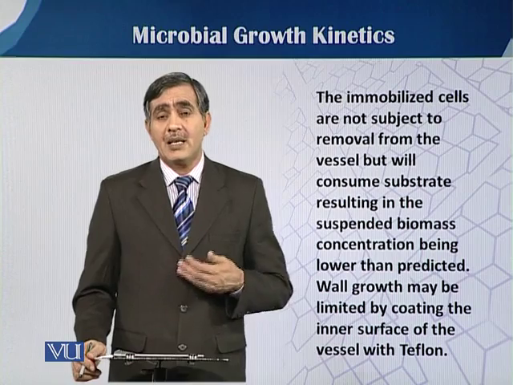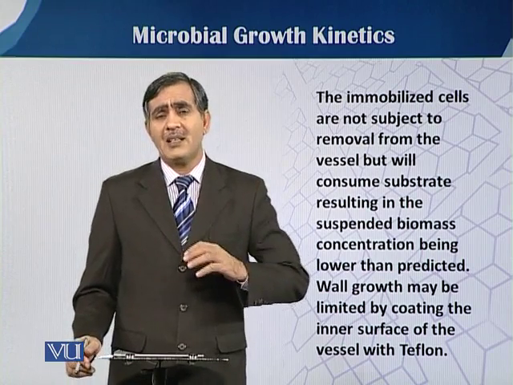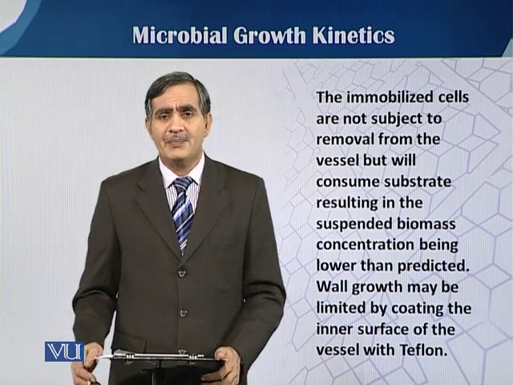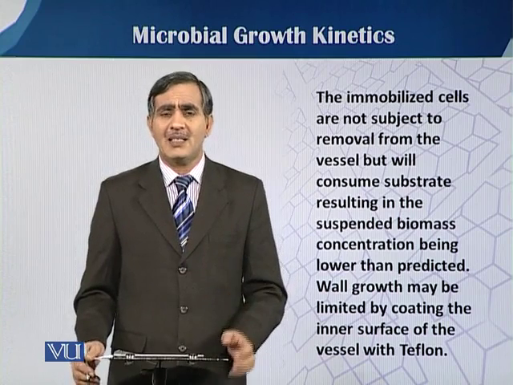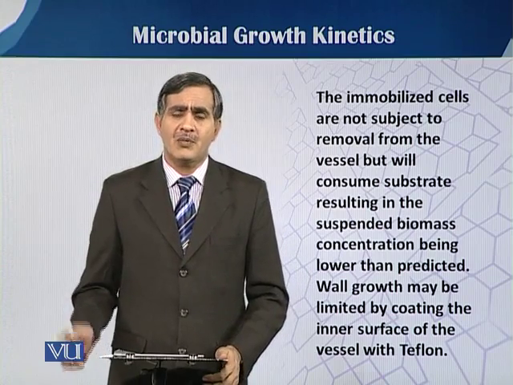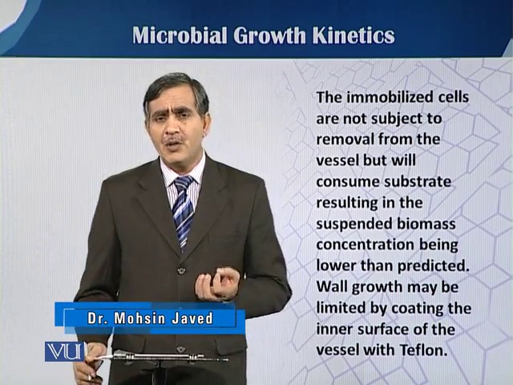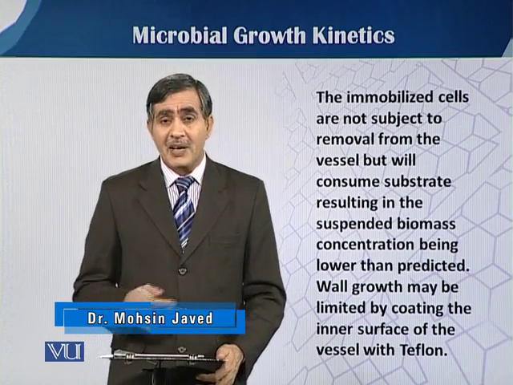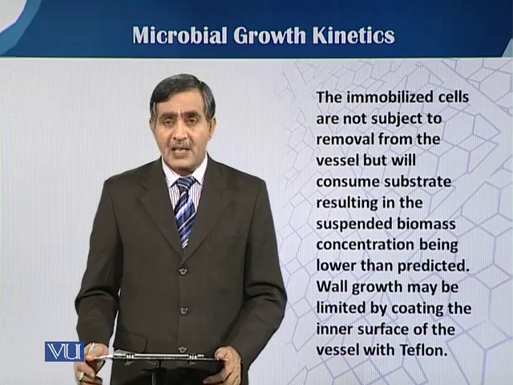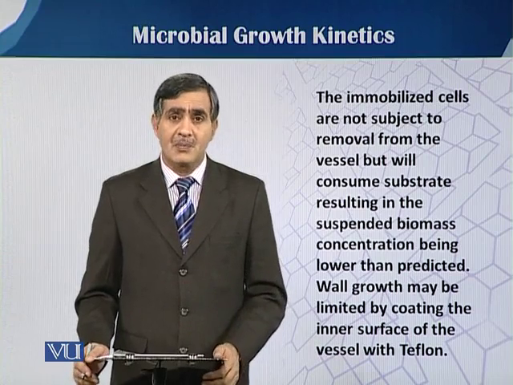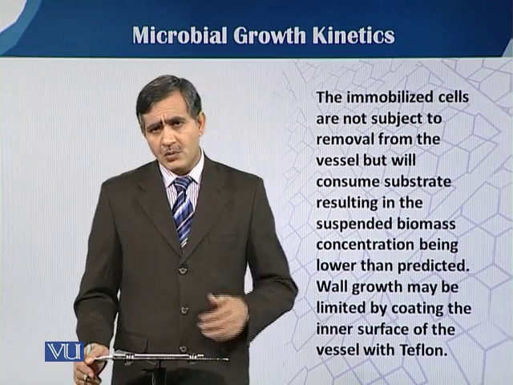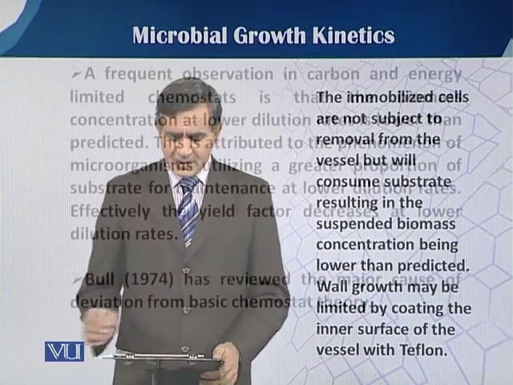So when we talk about continuous culture, up till now we have discussed the case where all the cells move freely. Sometimes we use immobilized cells. When immobilized cells are used in the fermentation vessels, there is no more dilution at the output. When we are harvesting, there will be no more harvesting of the existing cells, and that can affect the situation inside the fermenter. So the immobilized cells are not subject to removal from the vessel, but will consume the substrate, resulting in the suspended biomass. So that can create another situation inside the fermenter, and it can be affected in a number of ways in fermentation conditions.